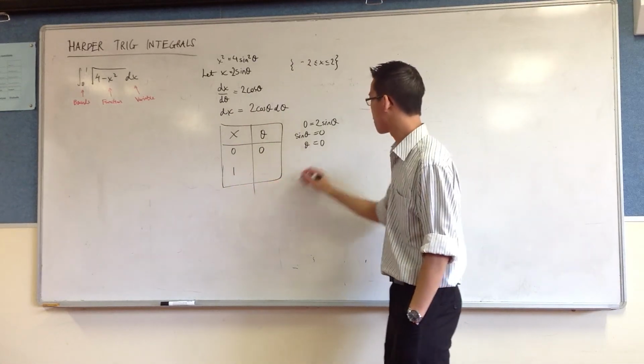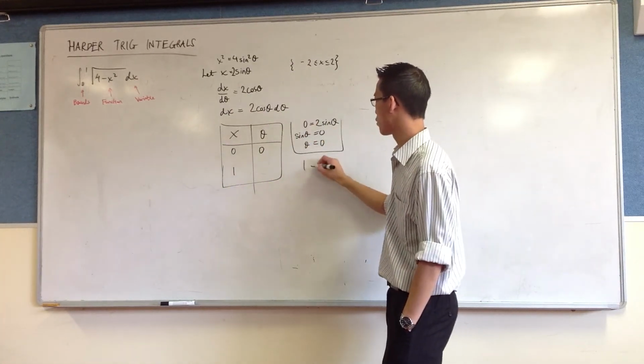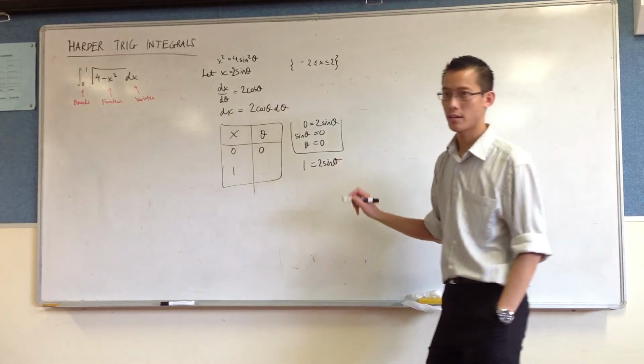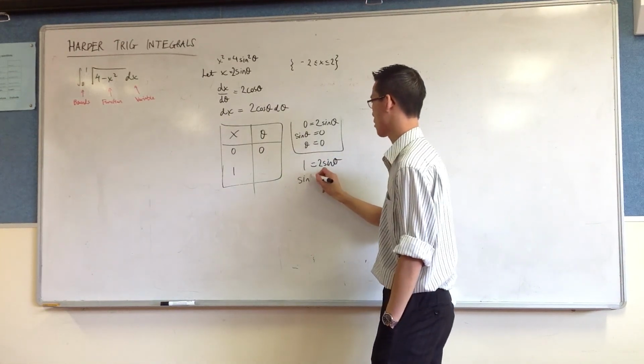Now when you do 1, this is a separate angle. Now when I do 1 equals 2 sine theta, okay? Divide both sides by 2.